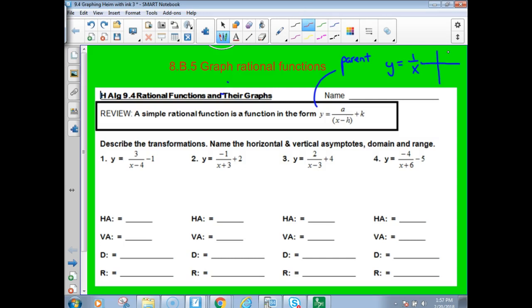Anyway, all right, so that graph was something like this. Well, it is this. It had asymptotes of the x and the y axis, and it was in the first and third quadrants.